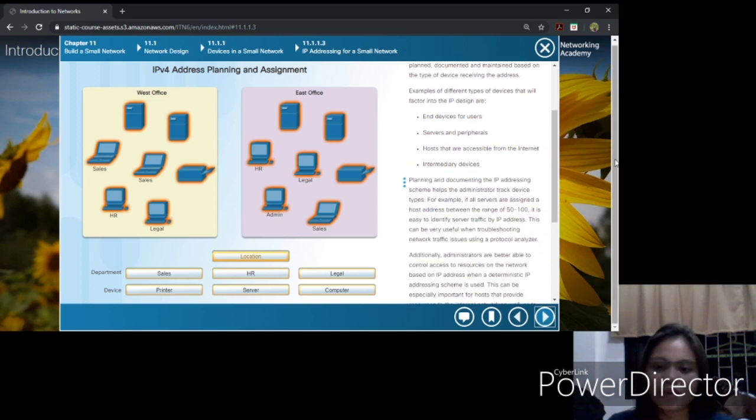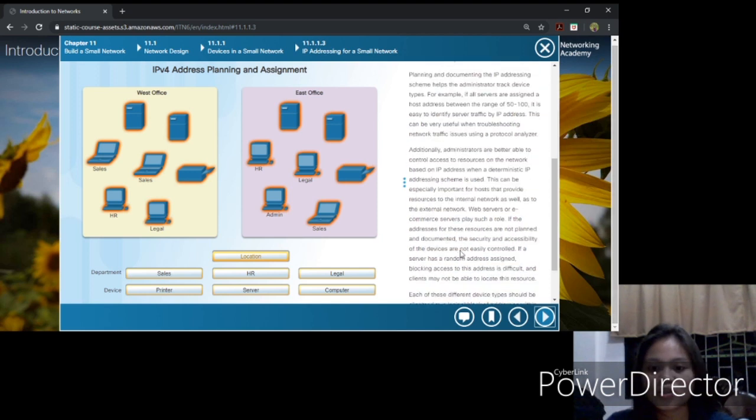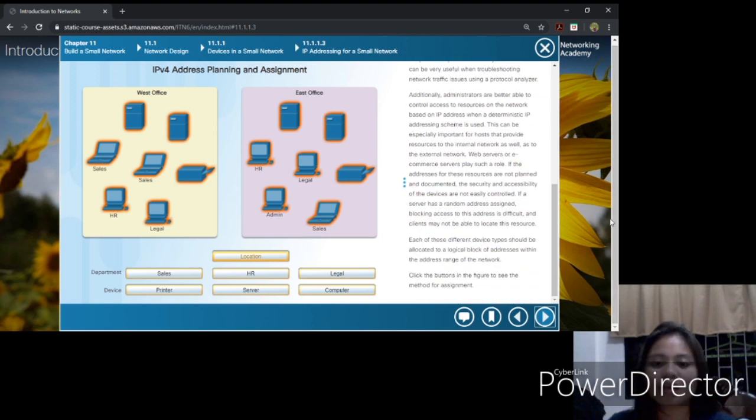When planning the IP address scheme, if all servers are assigned between the range of 50 to 100, it's easy to identify the server traffic by IP address. If the addresses for these resources are not planned and documented, they are not easily controlled, and with random address assignment, blocking access to an address is difficult and clients may not be able to locate these resources.